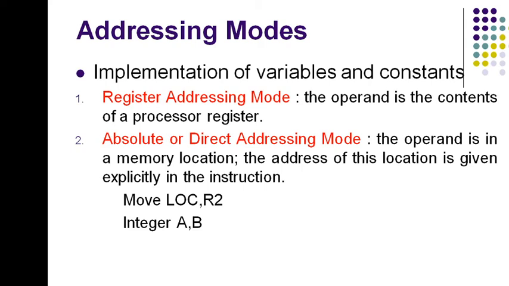For example, you can see Move LOC, R2. This instruction is using both the modes. Processor registers are used as temporary storage locations where the data in a register are accessed using the register mode. The absolute mode can represent the global variables in the program.